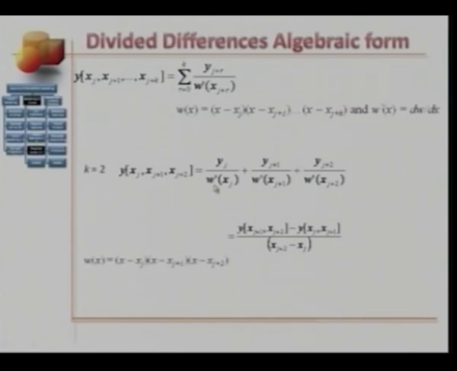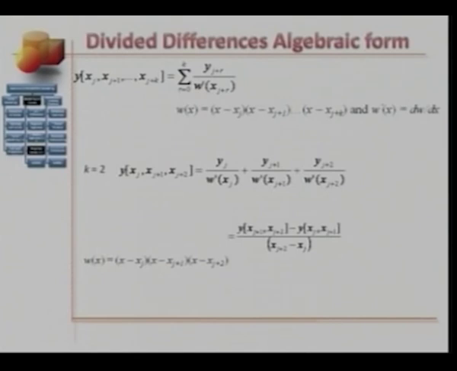Coming back to w here, w is constructed using these three terms corresponding to xj, xj plus 1, and xj plus 2. You know how to differentiate this once. Evaluate the result at xj, xj plus 1, and xj plus 2, and substitute those results back. What I have told you is only the algebraic expression corresponding to this divided difference, y over xj, xj plus 1 up till xj plus k. I have not yet derived this expression for you.